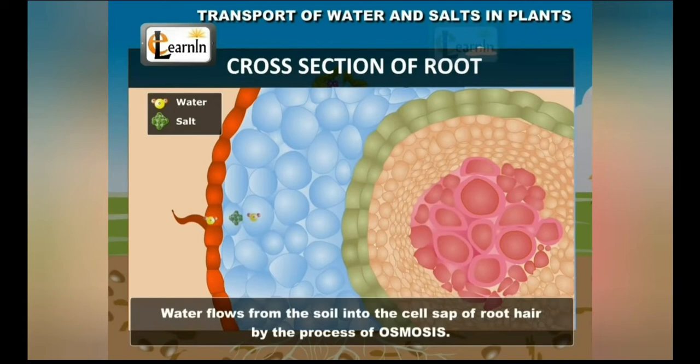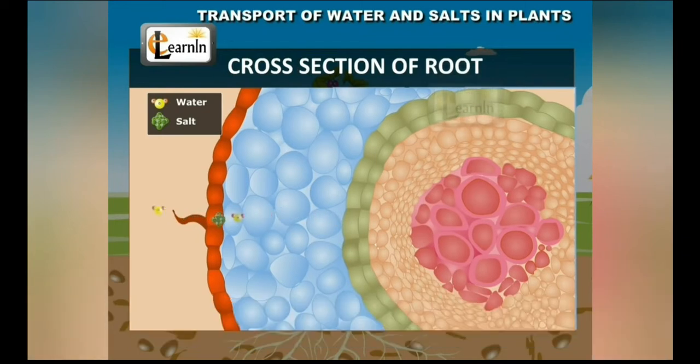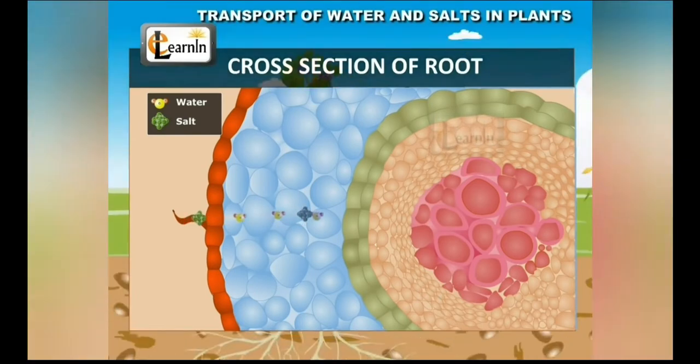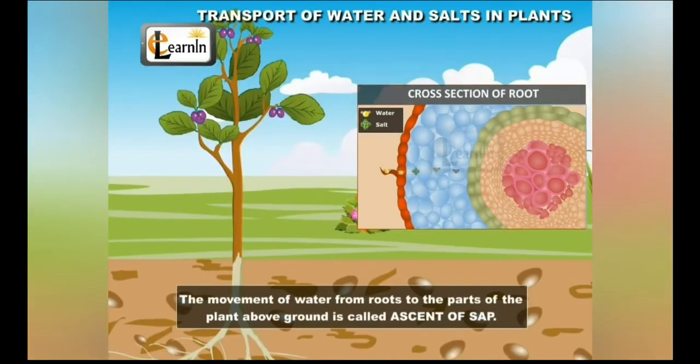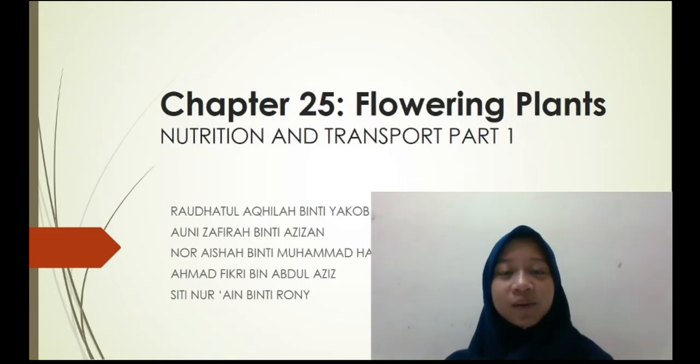Water flows along with solutes from the soil into the cell sap of the root hairs. Thus, roots absorb water and salts from the soil by the process of osmosis. The absorbed water and salts will move to the next cell once again by osmosis. The movement of water from the roots to the other parts of the plant above the ground is called the ascent of sap.